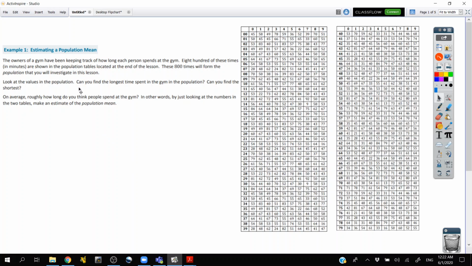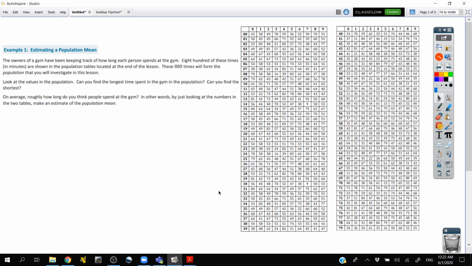Good. So if we look at the values, can you find the longest time spent and can you find the shortest? I was already kind of trying to ballpark that. Can you do it? How long would it take you? Or on average, roughly how long do you think people would spend at the gym? Go ahead and ballpark it. What do you think our average would be?